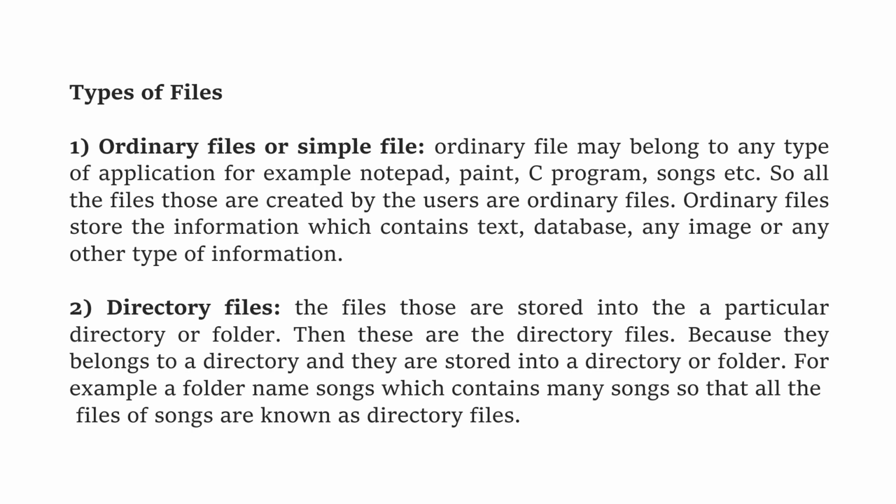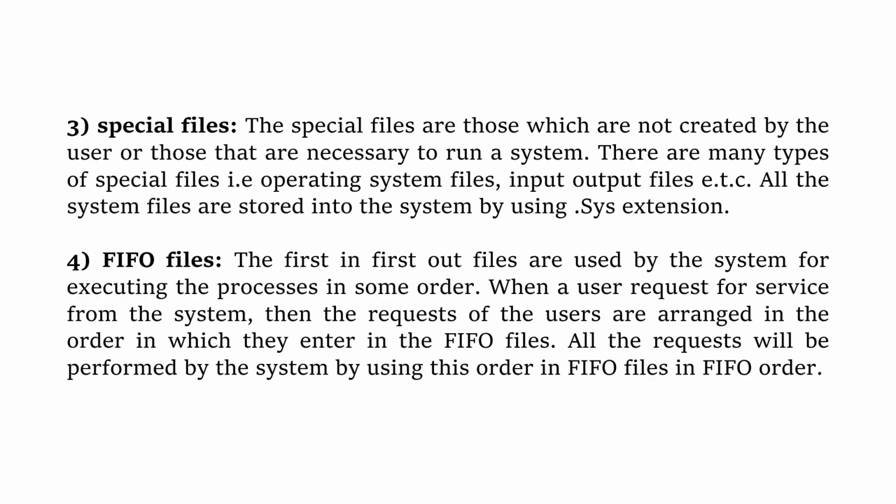Next is the directory files. These files are stored in a particular directory or folder. That is, because they belong to a directory, they are stored in a particular directory or folder. For example, a folder named songs will contain only the song files. So these files of songs are known as directory files.